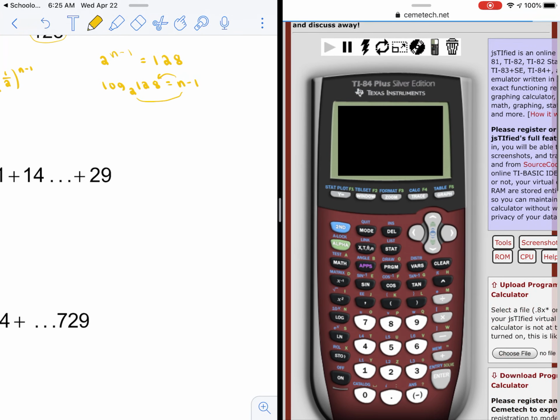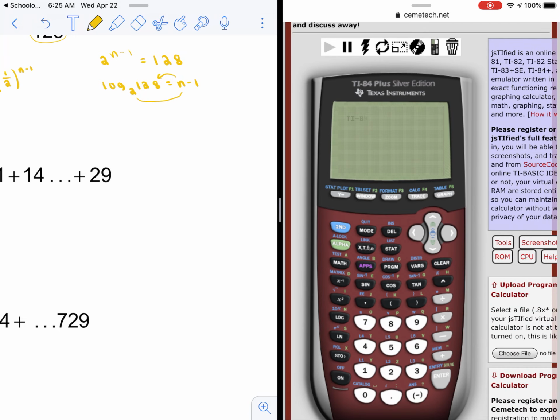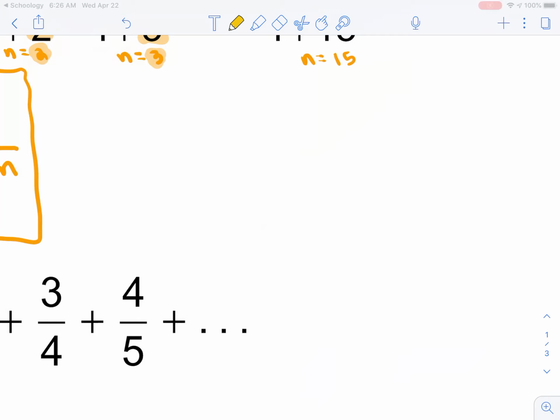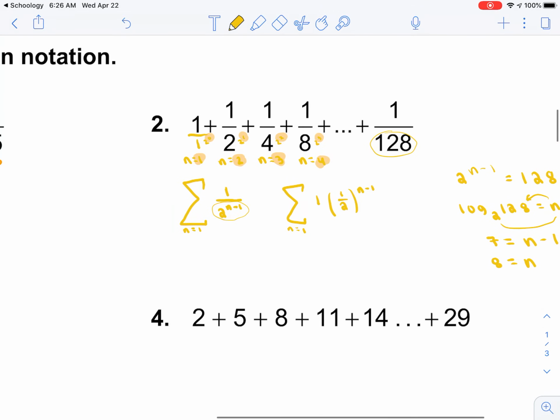So I can, in my calculator, go to the math and do log base, or I could just type in, using the change of base formula, log 128 divided by log 2. And then don't forget that I have to add 1 to that answer. So I get this n value equal to 8, and that would be what goes at the top of your sigma. So put an 8 there.